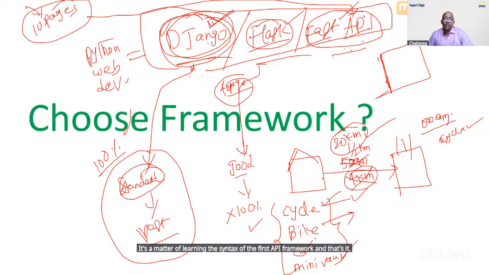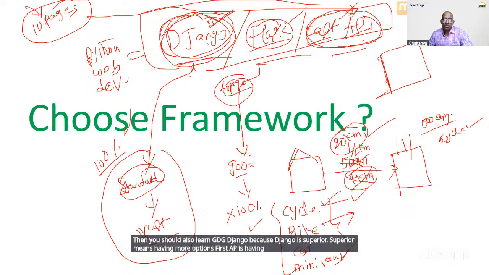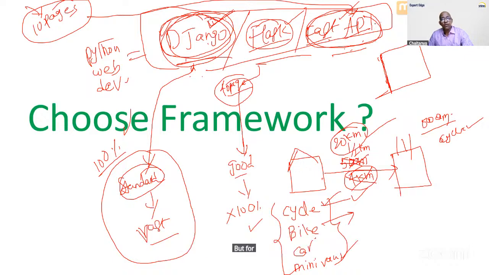If you say in an interview that you're learning Flask, or you're an expert in FastAPI and so on, then you should also learn Django, because Django is superior. Superior means having more options. FastAPI has very few options, but for building small applications, FastAPI is more than enough. Agree?